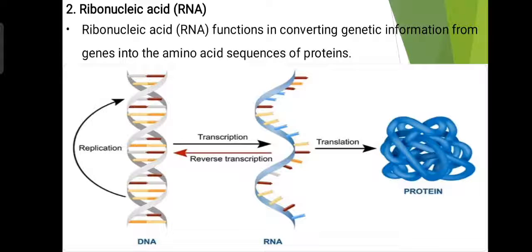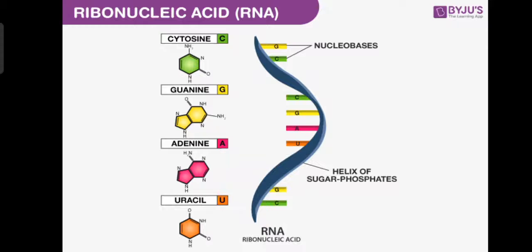The second type is RNA. RNA stands for ribonucleic acid. RNA functions in converting genetic information of genes into the amino acid sequences of proteins. As we can see, after the replication of DNA, transcription occurs and RNA forms. Then RNA translation occurs and forms proteins.